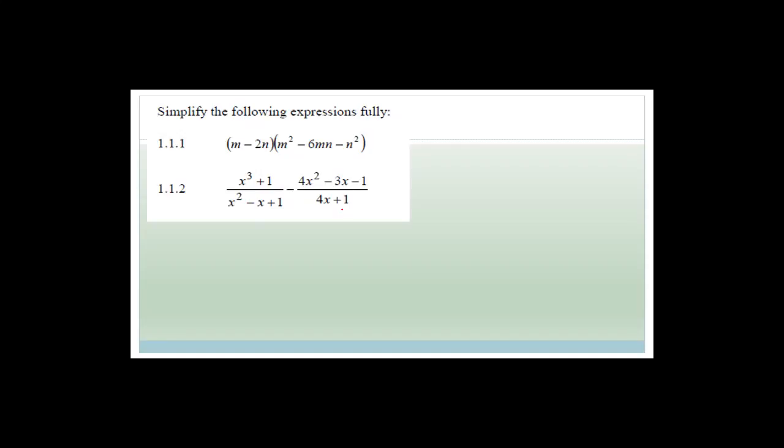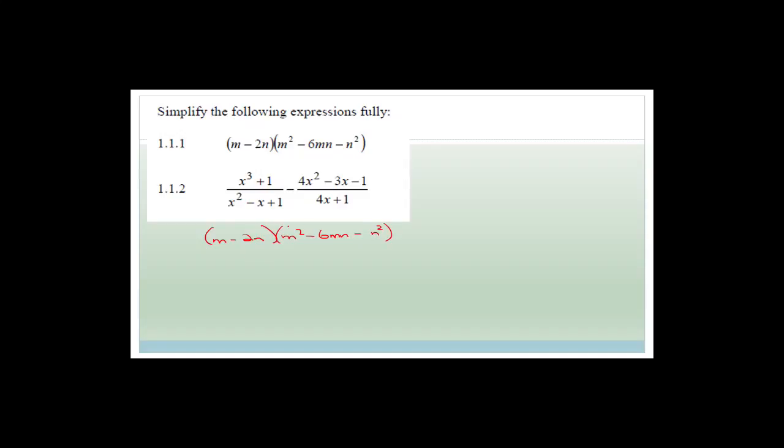All I've done was find an exemplar of a paper one exam, and I am going to now go through it with you for grade 10. Okay, so it says simplify the following expressions fully. Now, the first one says m minus 2n, and then it's m squared minus 6mn minus n squared.